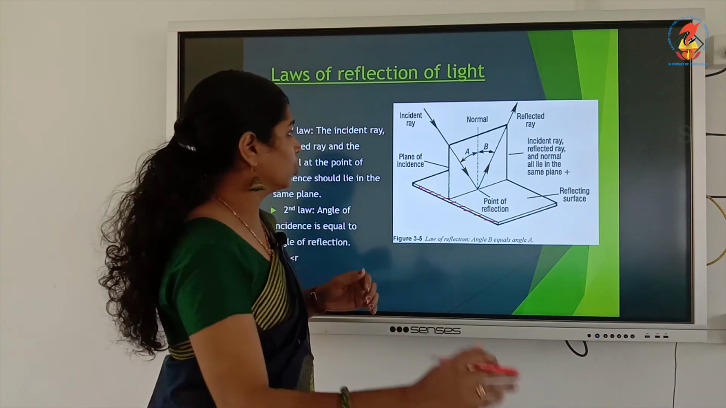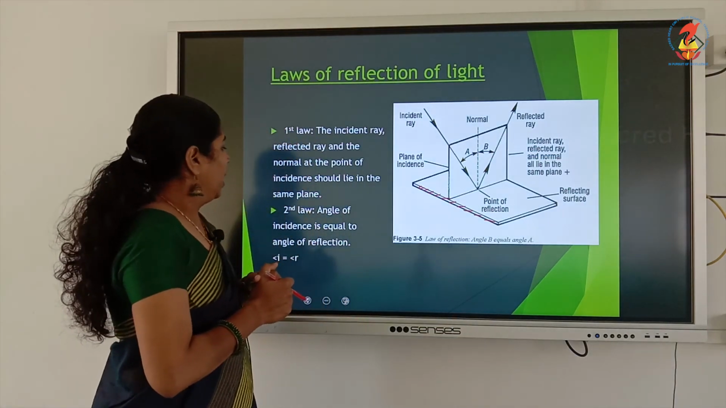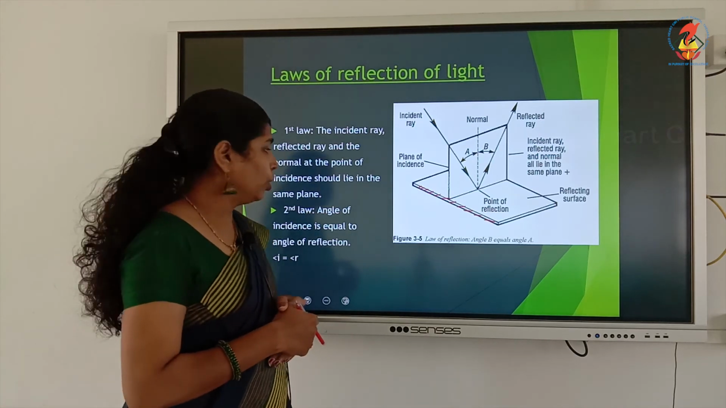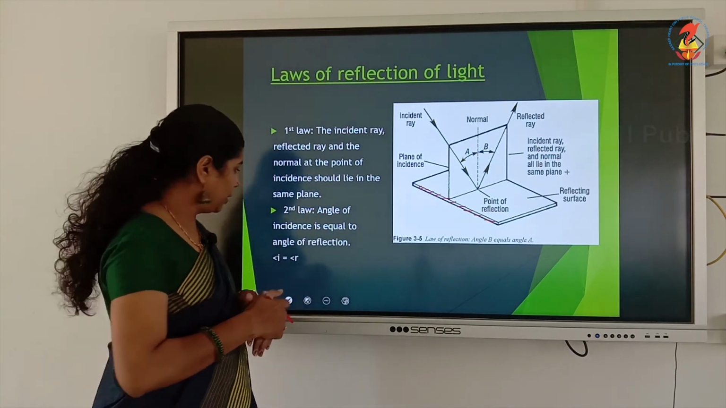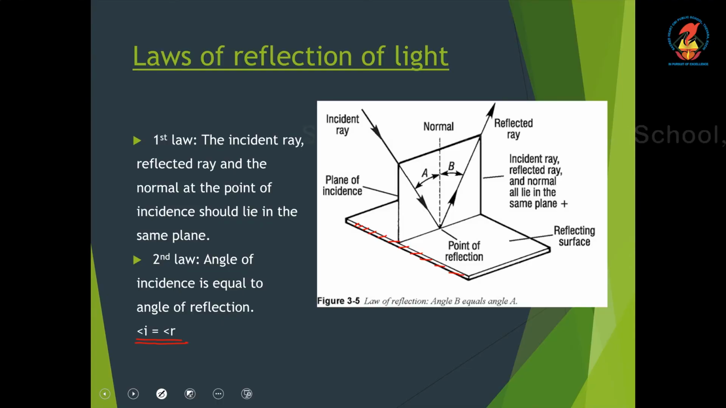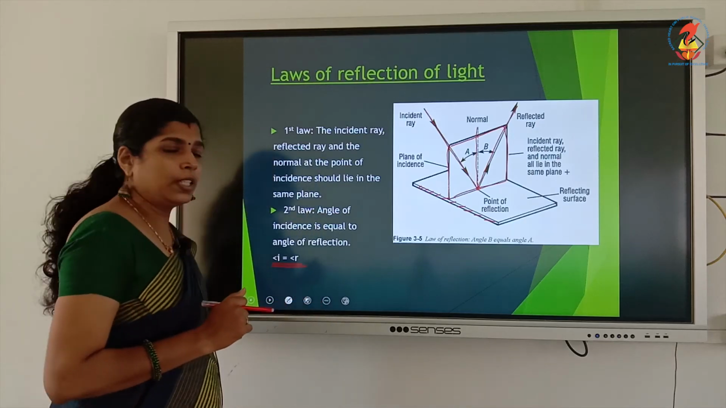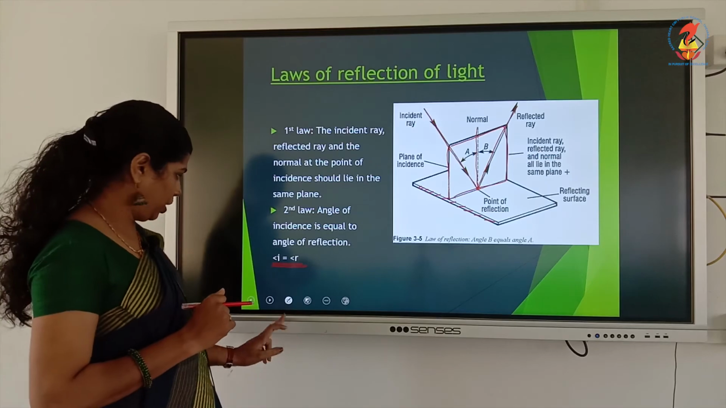Then the second rule: angle of incidence is equal to angle of reflection. That is the second rule. Here you can consider this one is a plane. The incident ray, reflected ray, this is the point of incidence and this one is the normal. All this lie in the same plane. Then angle of incidence equals angle of reflection.